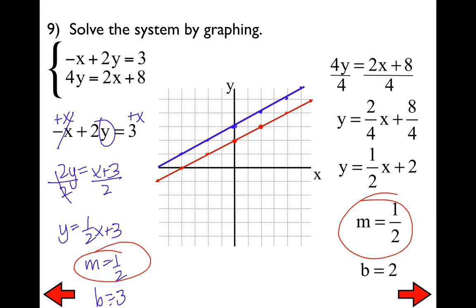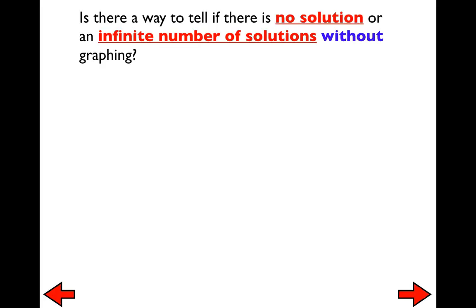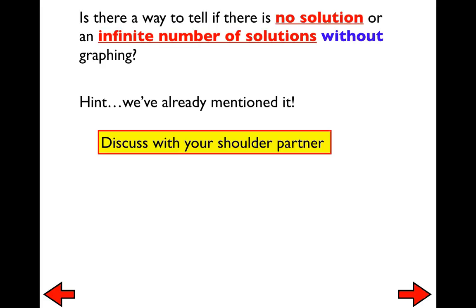Okay, enough with this problem. Let's move on. Now, is there a way to tell if there's no solution or infinitely many solutions without graphing? Hint, we kind of already mentioned it. With this video, you're not going to be able to talk it over with your partner, so hopefully you start to realize that if you end up with the same slope, that means they're moving at the same rate, and you start at the same point, meaning you have the same y-intercept, then you will have infinitely many solutions.